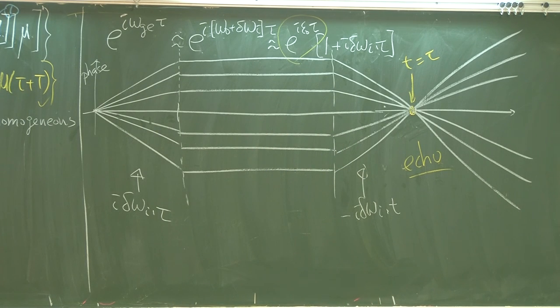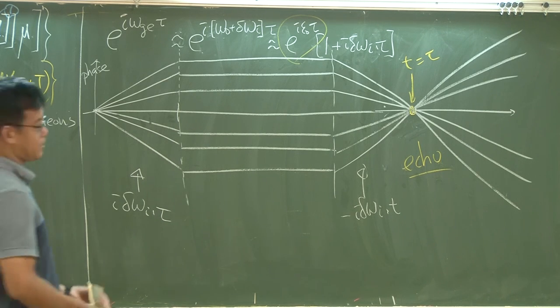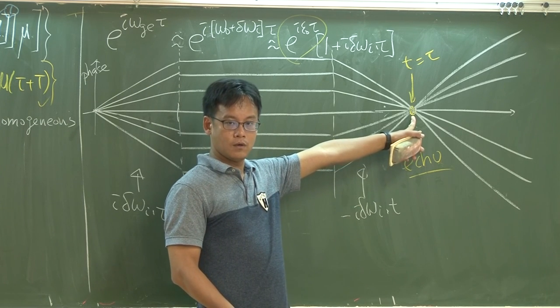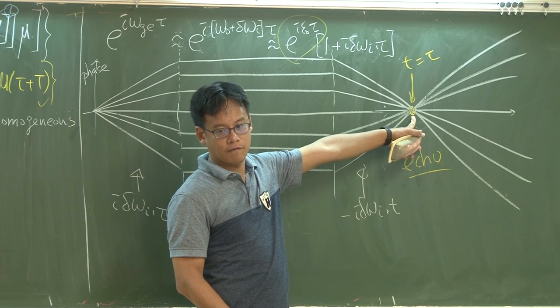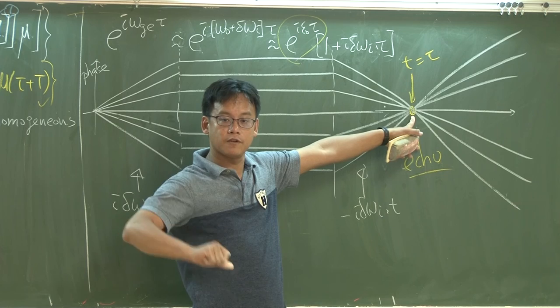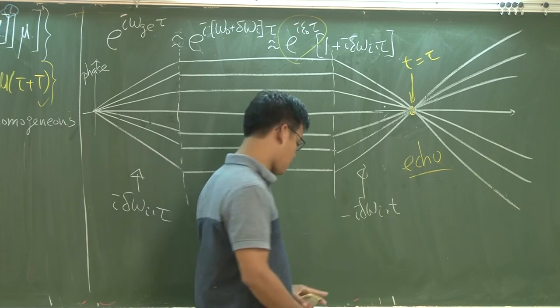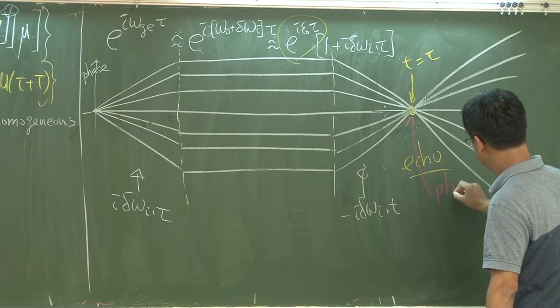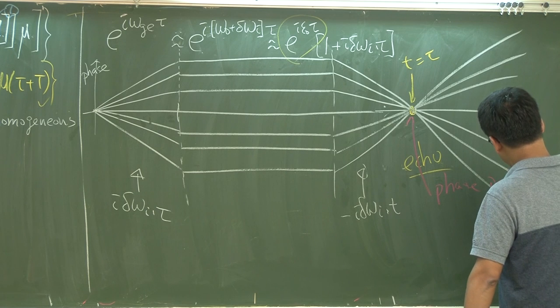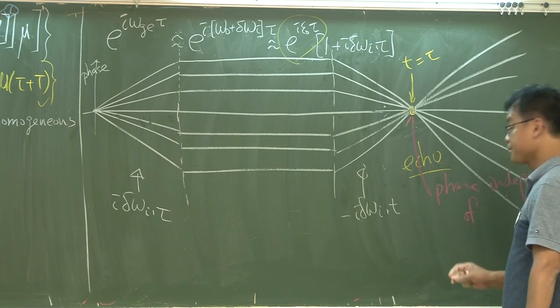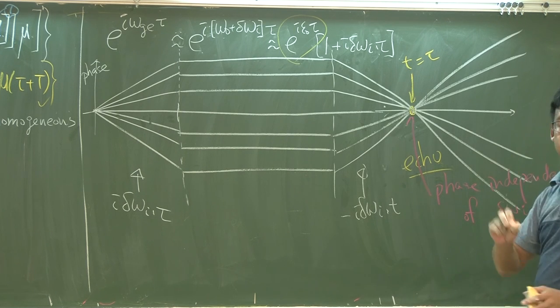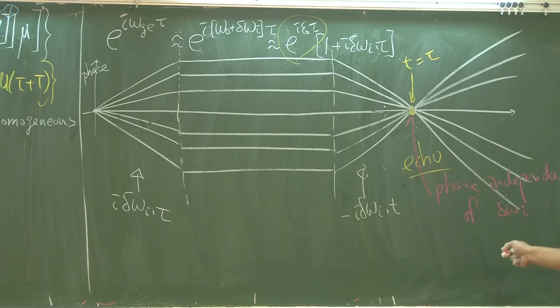The same principle, a very similar argument, comes with the so-called NMR spin echo experiments. And what's good about this is, at this point, the phase of the system is independent of the slight energy differences from different sub-ensembles. I'll write it down. Independent of delta omega i. So you can get rid of steady disorder, get rid of the inhomogeneity in the system.